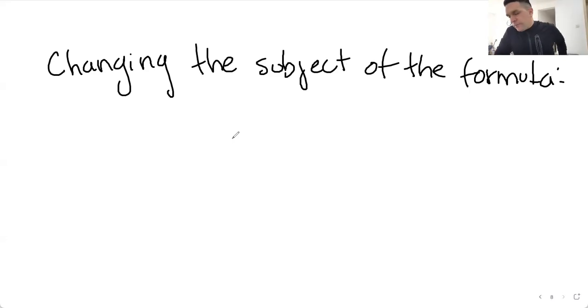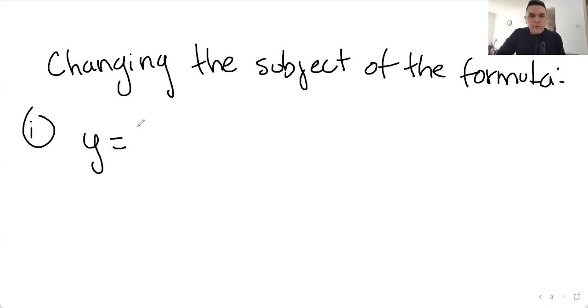So if you have two variables, they may give you the equation with one of the variables isolated, and they may ask you to isolate the other variable. So let's see. We got this y equals 7 minus 3x. And they may ask you to change the subject to the variable indicated in the parentheses. So to the variable x, so we have to isolate x. That's it. So we can start by subtracting 7.